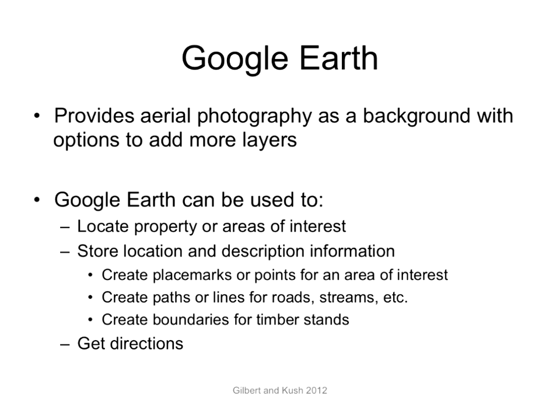As you're working on answering some of that, great, I'm seeing people pop up: directions, area photos, or aerial images, projects. So people have been using this. That's good to hear. Google Earth provides area photography as a background with options to add a lot more layers. You can use Google Earth to locate a piece of property or an area of interest. You can, again, as we talked about, store that location and descriptive information. You can create place marks or points, paths or lines, boundaries or areas, and again get those directions.